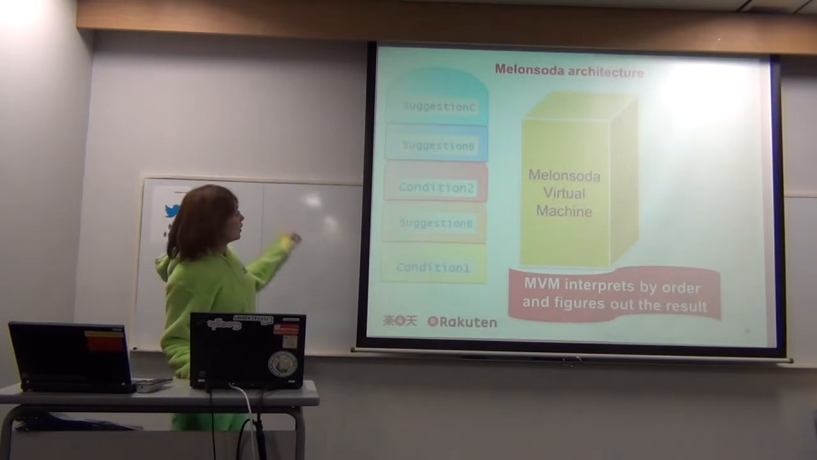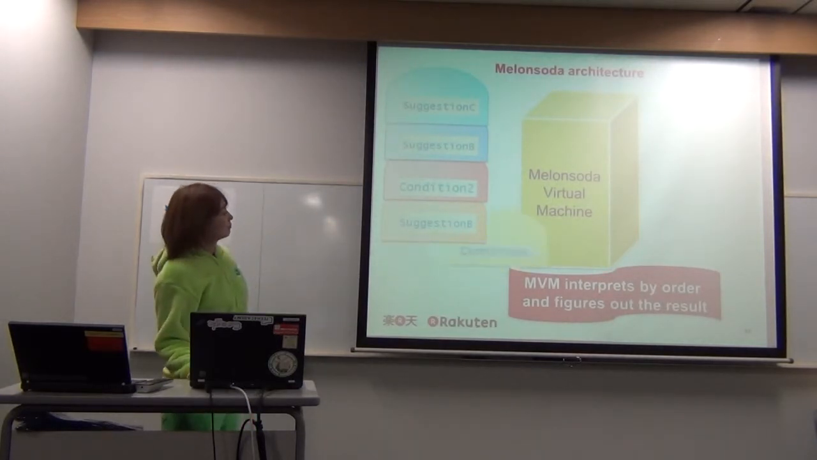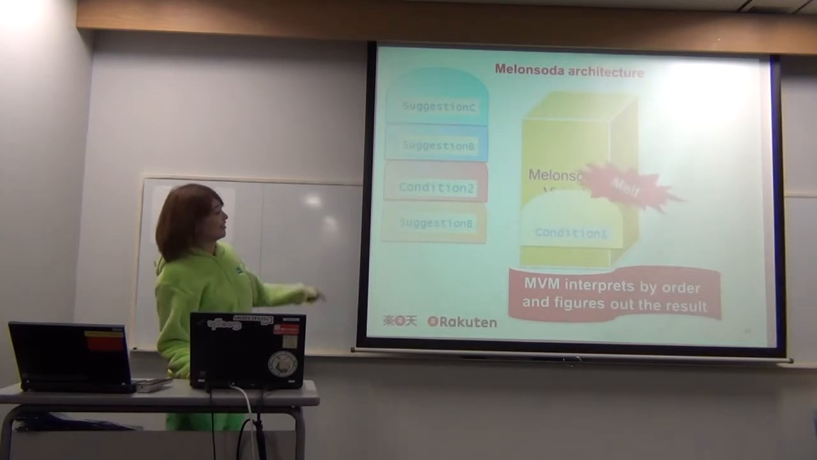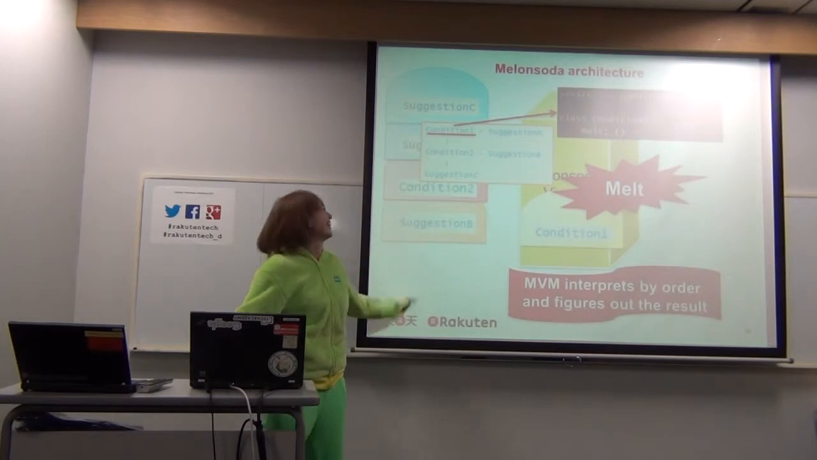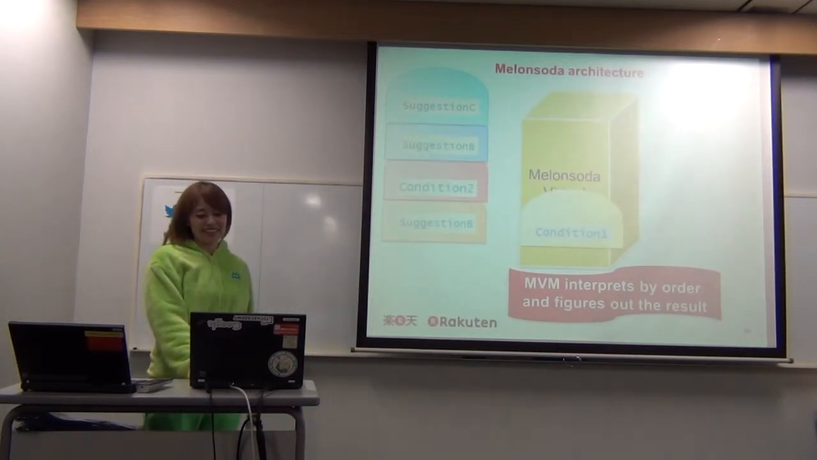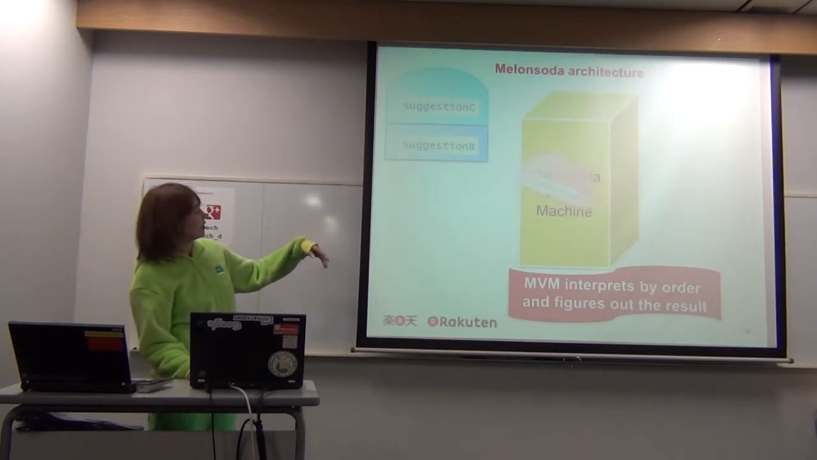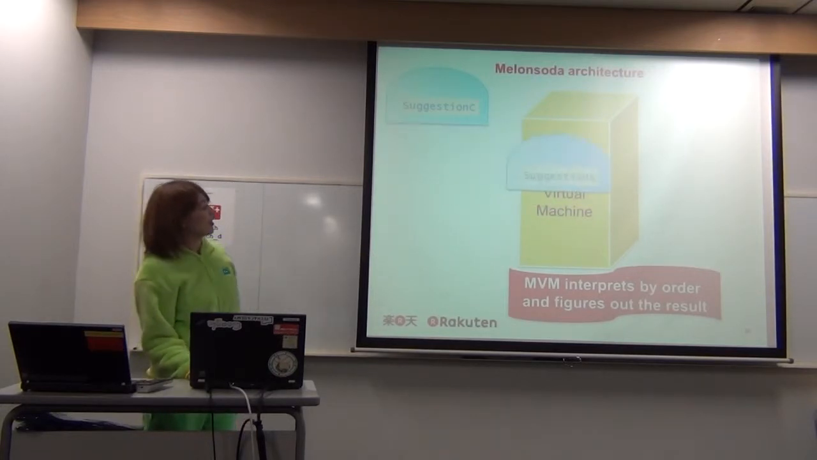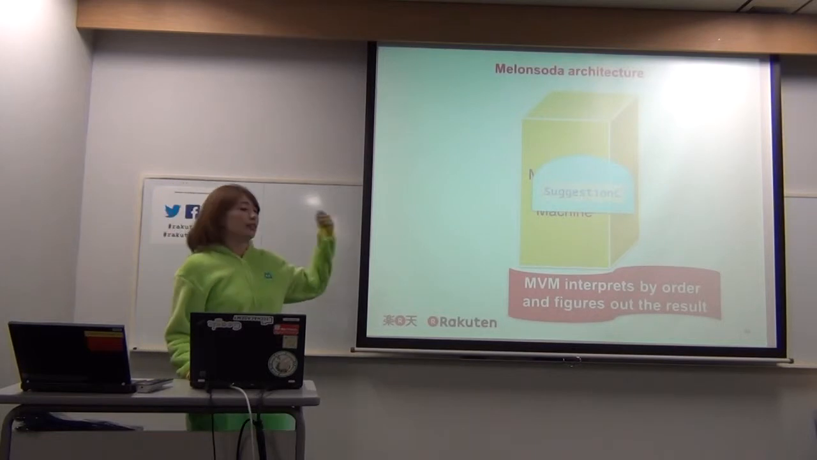And then ICE will melt into the Melonsoda virtual machine. Melt is a function of ICE. So ICE will melt into the virtual machine. Condition 2 goes to melt. Suggestion B is also melted and suggestion C is melted. And then the virtual machine can find out the result.